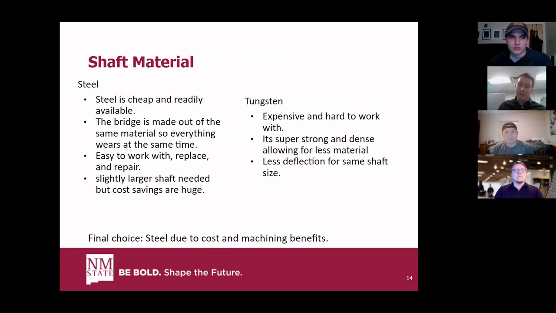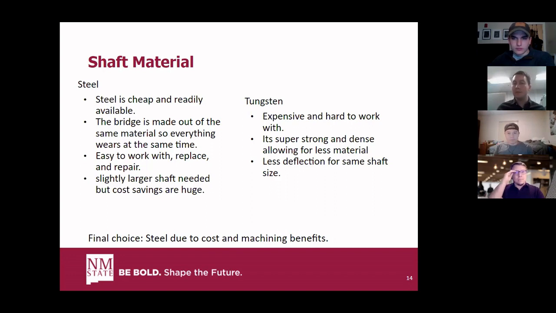And now I'll move into the shaft material. The materials we were choosing between were steel and tungsten, where steel is cheap and readily available. The bridge is made out of the same material, so everything would wear at the same time. It's very easy to work with, easy to replace, and easy to repair. A slightly larger shaft is needed, but cost savings are huge.